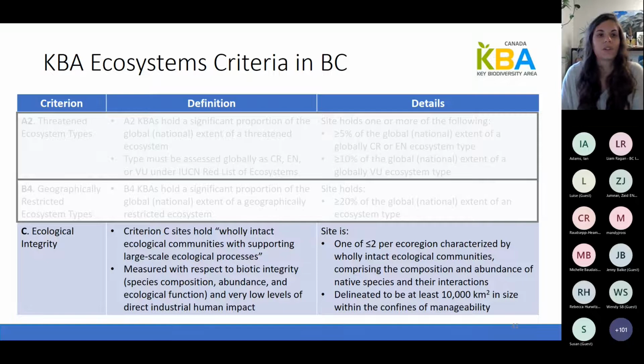And with Criterion C, we're looking for the big sites. So these are going to be the largest KBAs in Canada, most likely. They should be delineated to be at least 10,000 kilometers squared in size, within the confines of what would be manageable should they be managed in the future, but we're looking for really big areas here with Criterion C. Next slide.